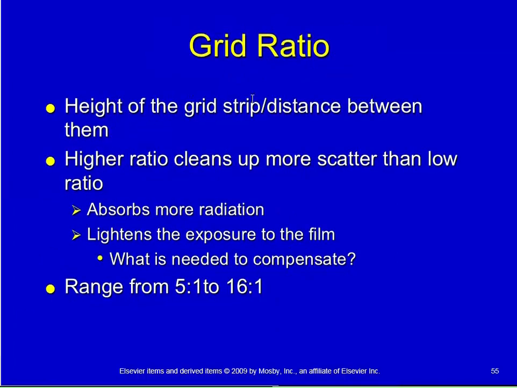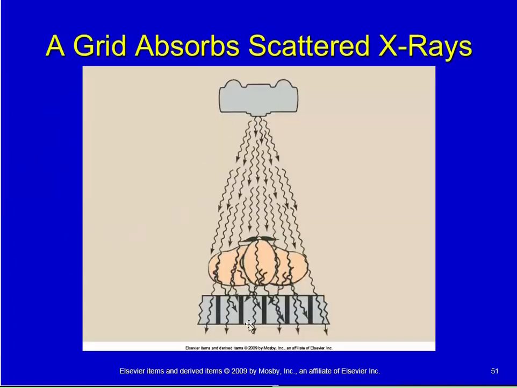So we get the height of the grid strip divided by the distance in between them. There's a couple of different ways we can get to an increase in grid ratio, and those are the two ways. If we have a grid and we double the height of the grid, then we double the efficiency of the grid and we double the grid ratio. If we add an extra strip in between each one of these, then we double the number of strips, and we effectively double the grid ratio again.